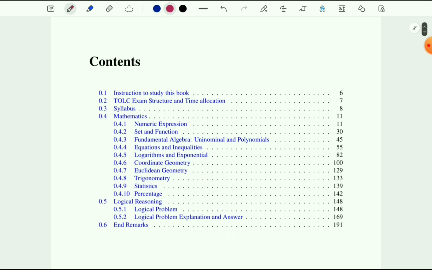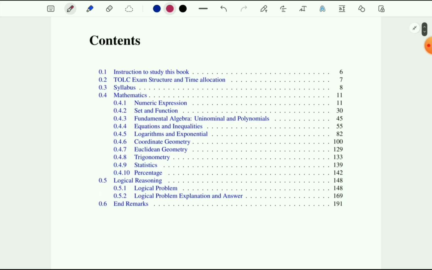So here is the contents. You can see the detailed contents of the book, instruction to study these books, and here the mathematical chapters, and here the logical reasonings, logical problems, and you can find the logical problems explanation and answer, page number 169. So today we are going to solve a logical problems from the book. Let's start.